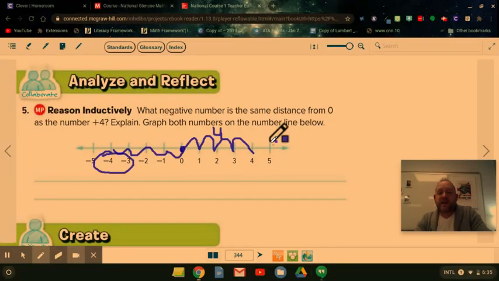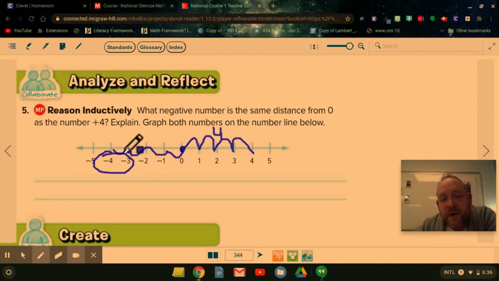Now, negative 4 and 4 are the two numbers. So there would have been your answer. Negative 4 is the number that is the same distance from 0 as positive 4. We call these numbers opposites because they are the same distance from 0 looking at either side of the number line. So, of course, positive 4 goes to the right, negative 4 goes to the left. Because they are the same distance, we call them opposites. That is actually the mathematical term.